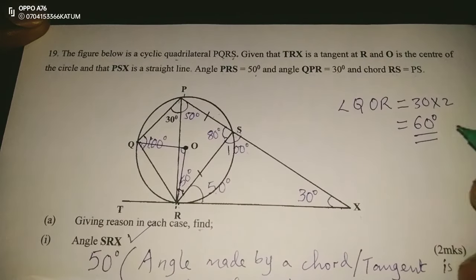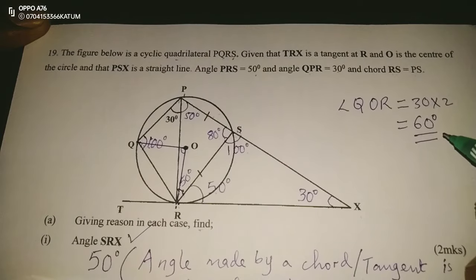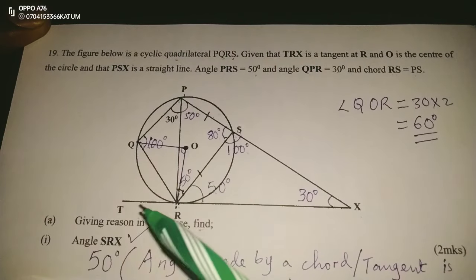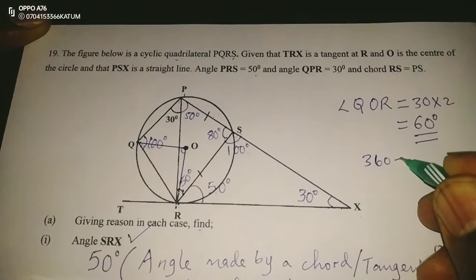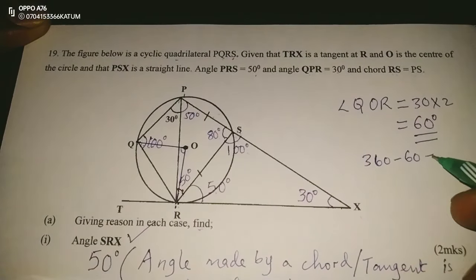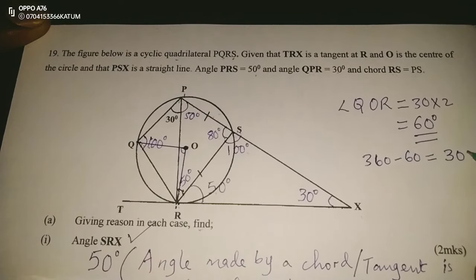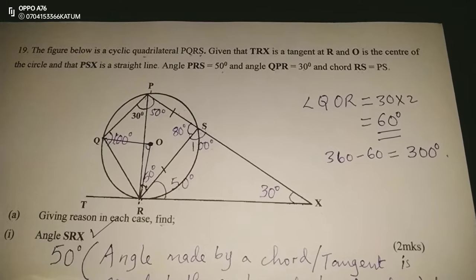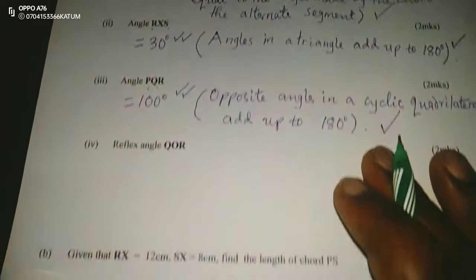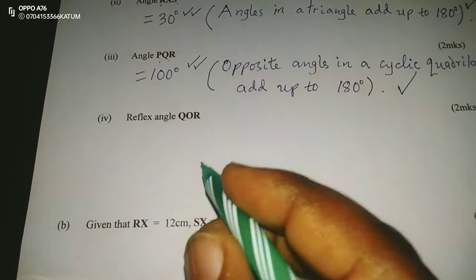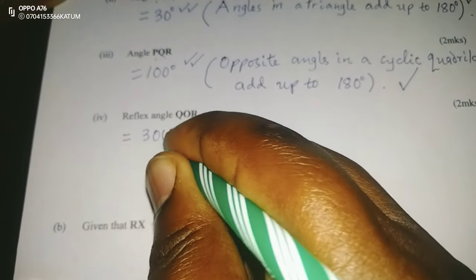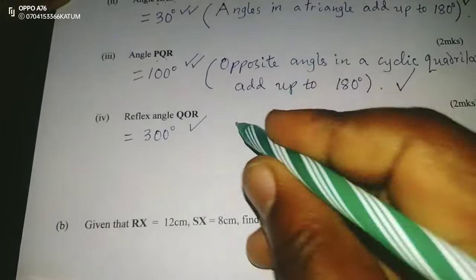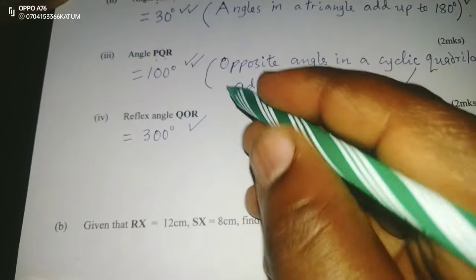But now we want the reflex angle, not the acute angle. So the reflex angle QOR is going to be 360 minus 60. This is going to give us exactly 300 degrees. That is the correct angle because we want the reflex one.